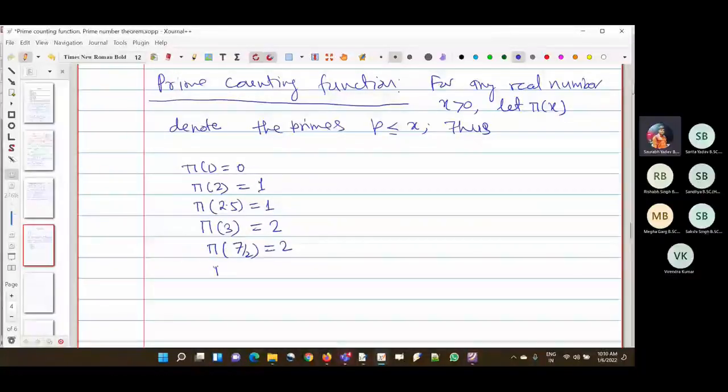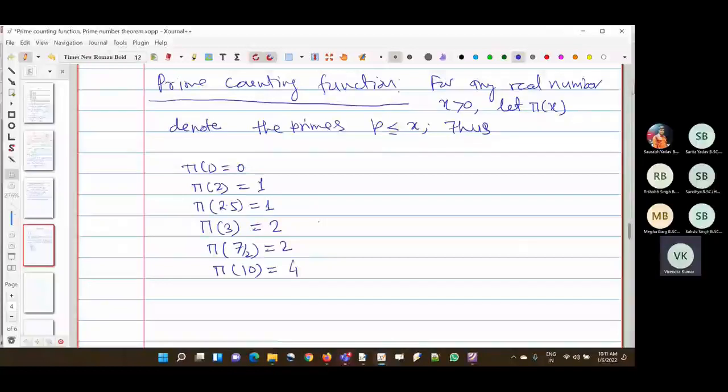Similarly pi of 7 by 2, that is 3.5: 2. Pi of 10: 2, 3, 5, and 7, so 4. Like this. So pi of x is the prime counting function. Of course, pi of 2 and pi of 2.5 have the same value, but 2.5 and 2 are not the same.